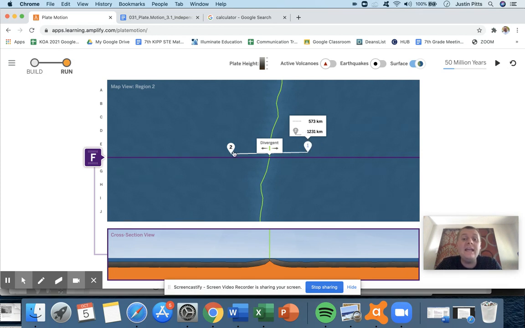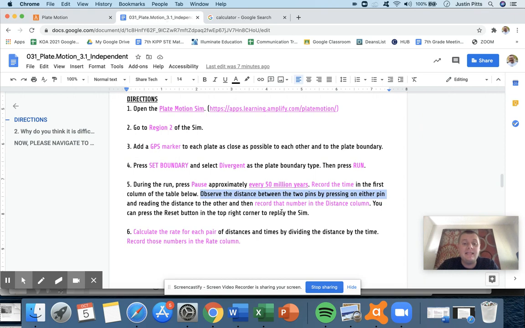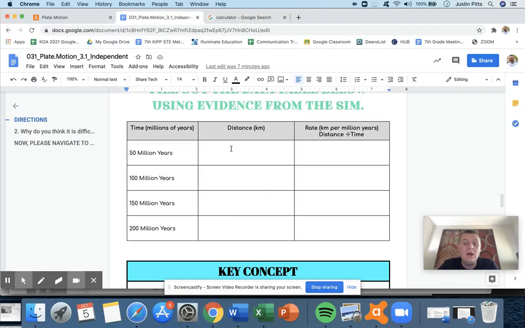Okay, well, back in my sim, if I click 1, we'll notice that it tells me that between 1 and 2, it traveled 1,231 kilometers over 50 million years. We need to record that number, that second number we need to record. I'm going to go back into my CAMI document, and in my table, I'm going to type 1,231 kilometers. And you are going to do that for 100 million years, 150 million years, and 200 million years.